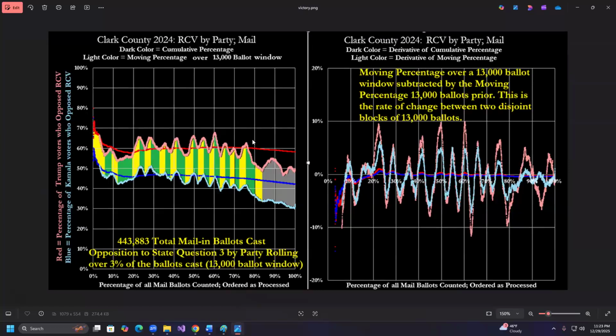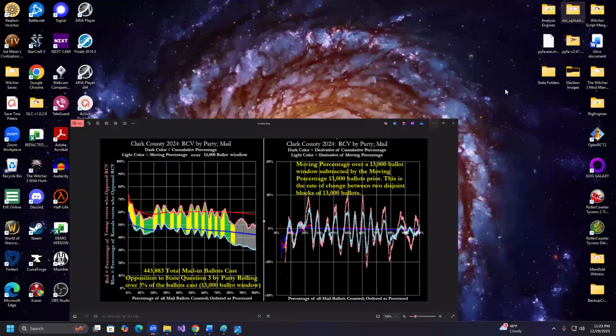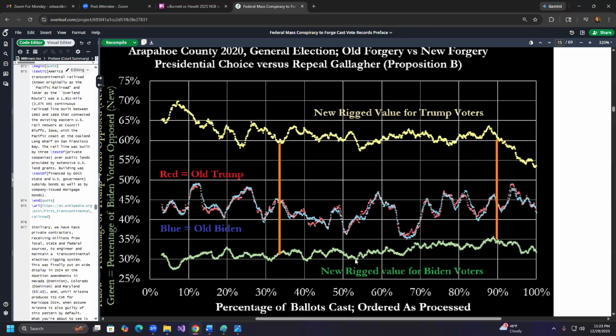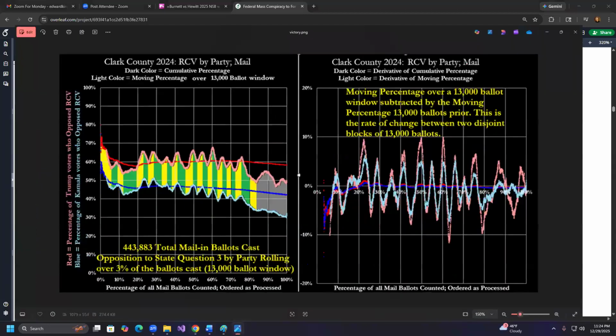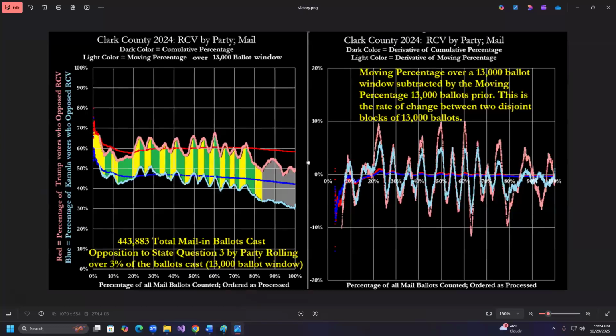So this was alongside the Nevada exhibit, as you saw, with lockstep parallel motion. The second main exhibit was Arapahoe County in Colorado that went into the Nevada courts, also by Dominion. And we see here in red and blue the original percentages of Trump and Biden voters, how they were opposed to the repeal of Gallagher. So that's red and blue, old Trump, old Biden. This is the 2020 general election. We filed in the end of November in 2024 in Nevada on this 2020 cast vote record from Colorado and this 2024 cast vote record from Clark County.